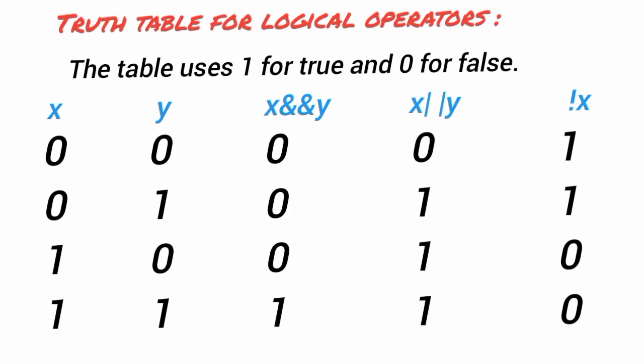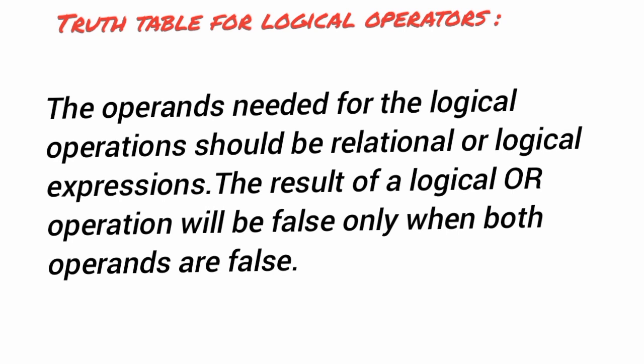Truth table for logical operators. The operands needed for the logical operations should be relational or logical expressions. The result of a logical and operation will be true only if both operands are true. The result of a logical or operation will be false only when both operands are false.